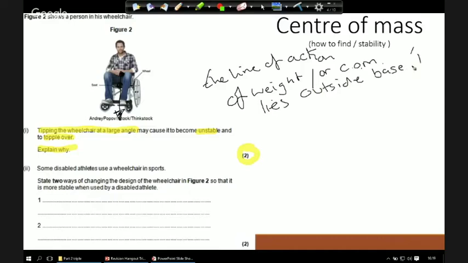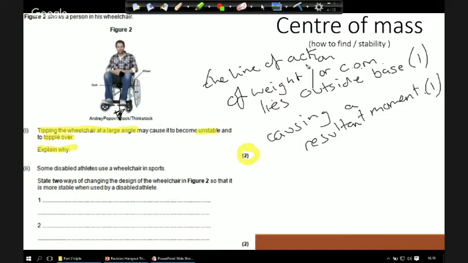Now that is all for 1 mark. The second mark is going to be to say that there is a resultant moment. So if the line of action of the weight or the centre of mass lies outside the base, there'll be a resultant moment to explain why he's going to tip over.